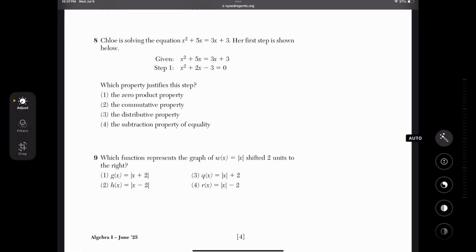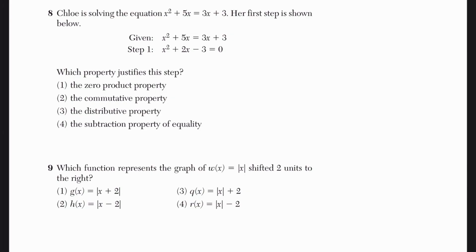Question 8. We have solving an equation with variables on both sides. So we gotta try to see what they did from the given to step 1. And it looks like they subtracted 3x from both sides, and they subtracted 3 from both sides. Because I can tell the 5x became 2x, and then the 0 that the constant was originally became a -3. So we're just subtracting from both sides. That's called the subtraction property of equality.